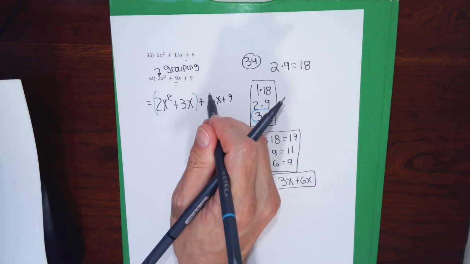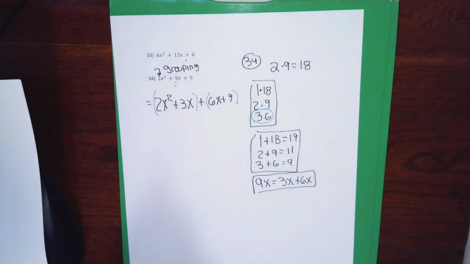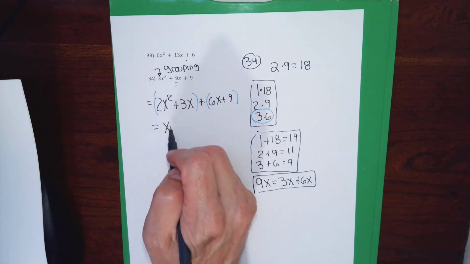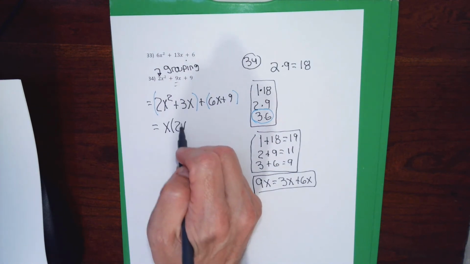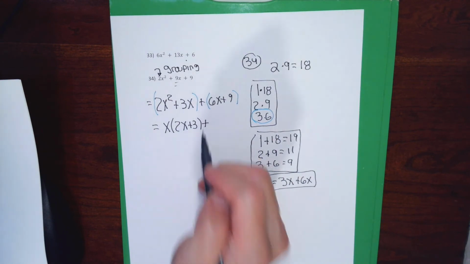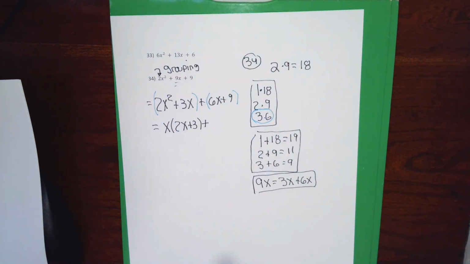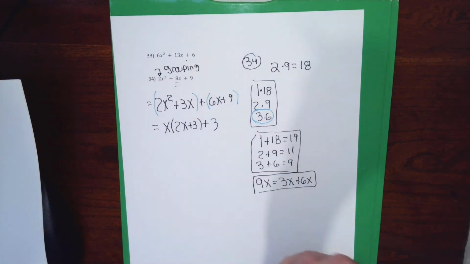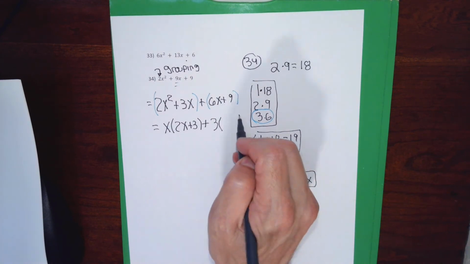Parentheses, parentheses. First two terms, in my first parentheses, I'll factor out an x and be left with a 2x plus 3. Second parentheses, the largest number that divides evenly into 6 and 9 is 3, so I'll factor out a 3. Both terms don't have an x, so I can't factor out an x.